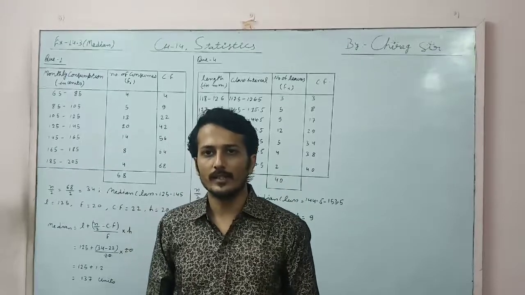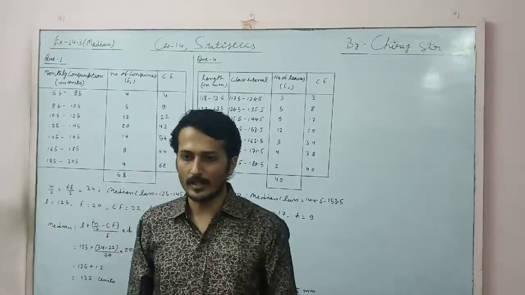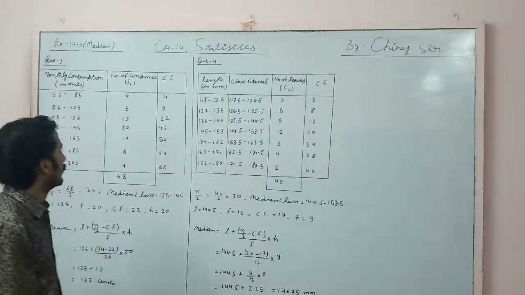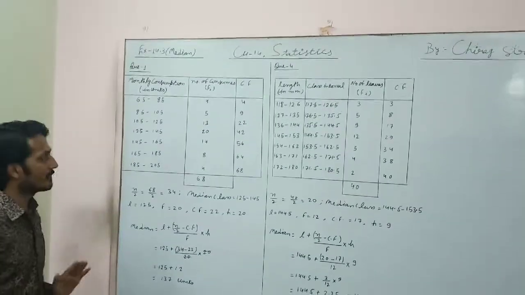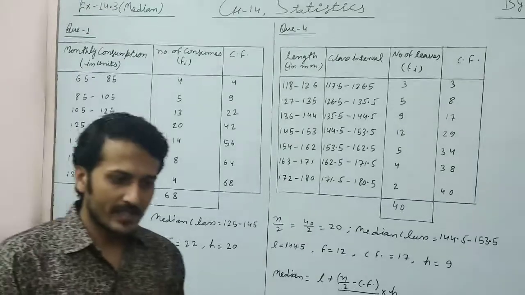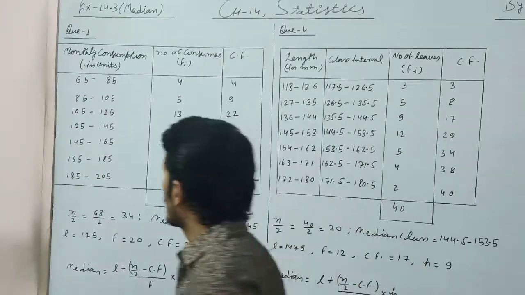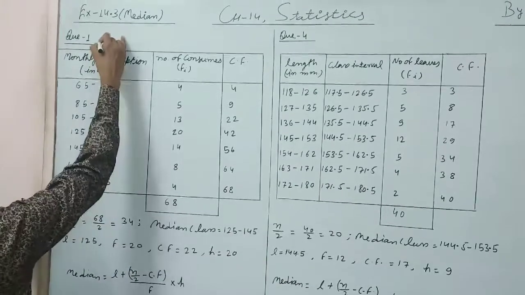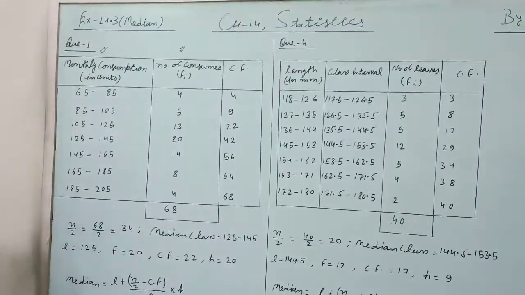Hello students, in this video we will discuss how to find the median of grouped data. So for this, let's take question number 1 of exercise 14.3. In this question, the data given is the monthly consumption of 68 consumers. We are given these class intervals and the frequency.